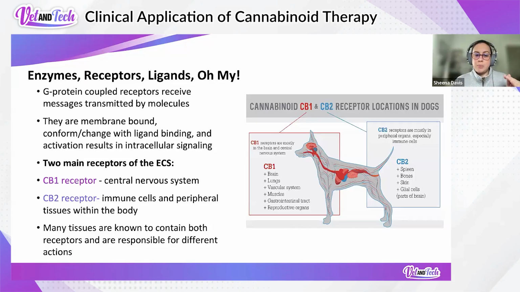The same thing goes for your CB2 receptors. They're mostly found in immune cells and peripheral tissues in the body, but they also intermingle when they start to mix here and there. But these are the two main players we're looking at when we're talking about treating the endocannabinoid system. There are other receptors that also integrate with it that are constantly being discovered every single day. We're not going to get into all those, but they also play a role. But these are the two main players when we're targeting and treating issues. And many tissues are known to contain both of them, so just keep that in mind.